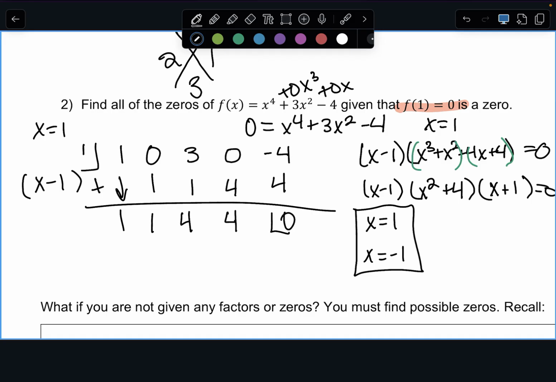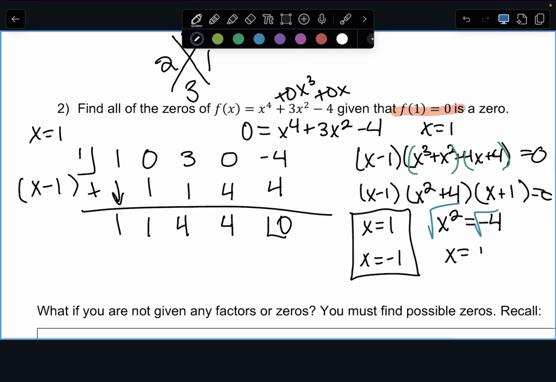And then this one, x squared plus 4. If I set that equal to 0 and subtract 4, I get x squared is equal to negative 4. We don't need to divide. How do we get the x squared away? Square root. Yeah, what's the square root of 4? Plus or minus 2i. Boom. That counts for your 1, 2, 3, 4 solutions.